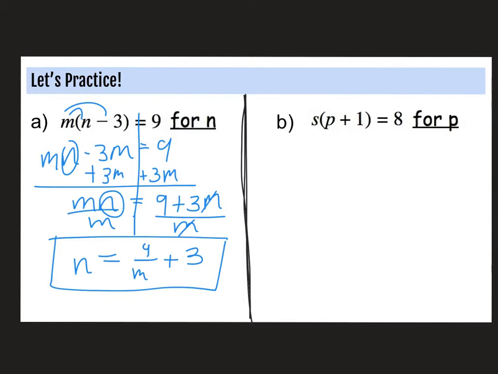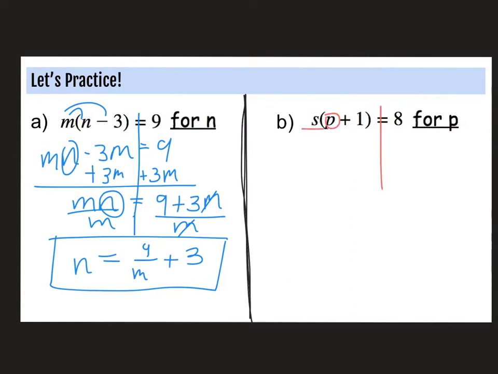So go ahead, pause this video, try this second one using either of those ways, and let's see if you can solve for P. All right, welcome back. Let's show this one in both ways, depending on which way you did it. So we're solving for P.